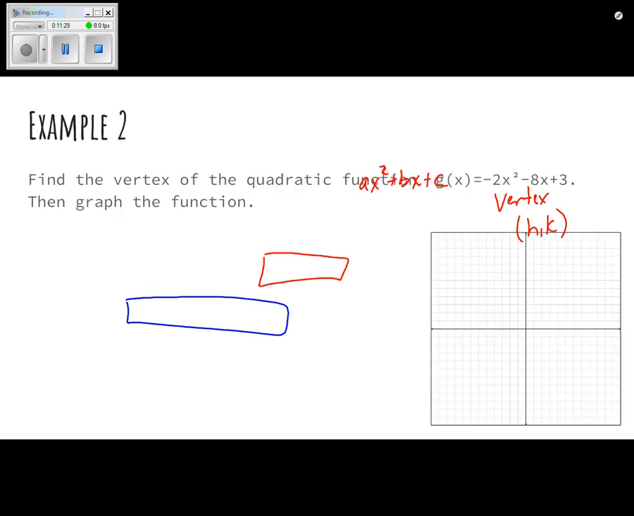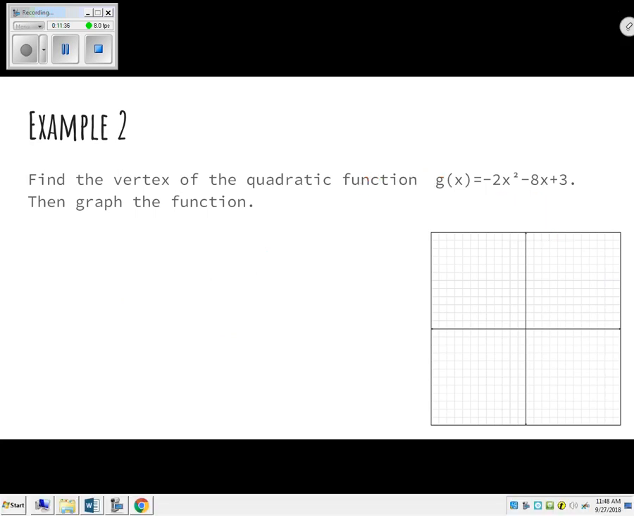Okay. So I'm given this function, and so I want to first of all find the vertex. I want to find the most important point, and then hopefully I will be able to graph this. So my first point, my vertex, is going to be hk. So to find out what the h is, I want to keep the parentheses there. My little formula is negative b over 2a. So I'm coming over here. I'm going to label my a, my b, and my c.